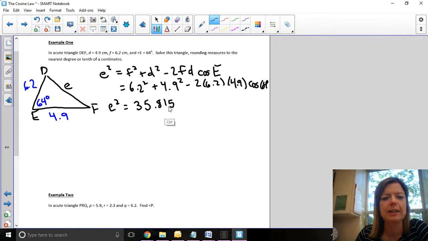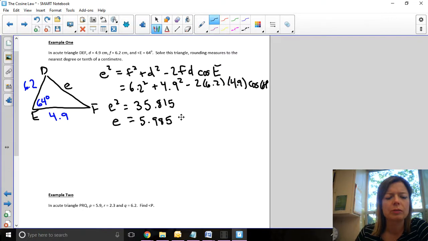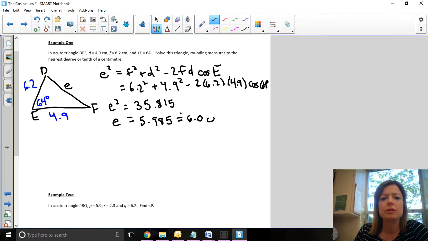Okay, so we're not done yet. That is what E squared is equal to. So now we need to solve for E by just taking the square root, and you get 5.985, which rounds to approximately 6.0 centimeters. So notice that I'm writing it as 6.0 centimeters and not just 6.